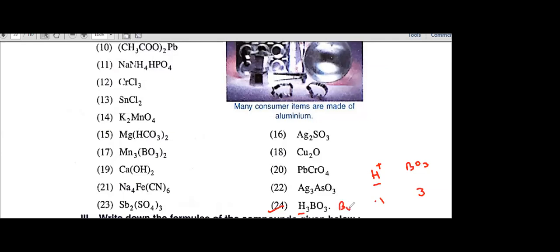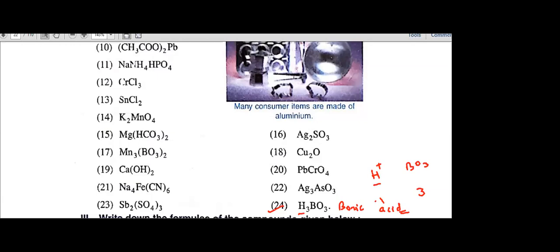And this is actually called boric acid. This is called boric acid. This is its common name. You can note it down. You can see in the textbook also it is boric acid. Okay, this is hydrogen borate or boric acid. Okay? Got it, Tanushree?